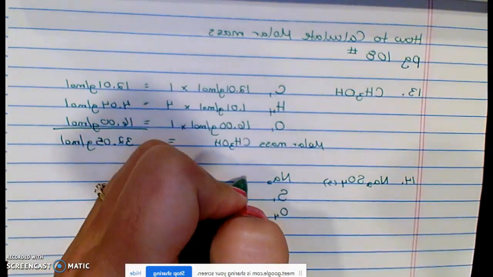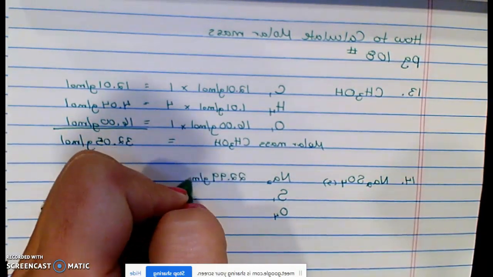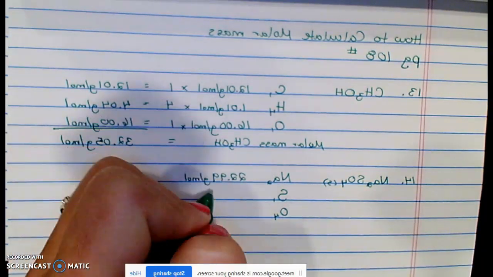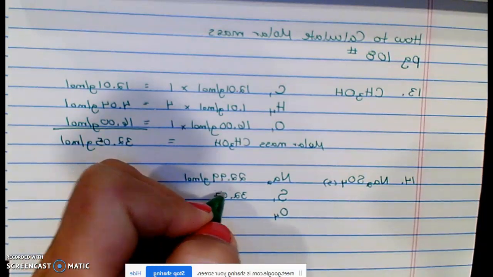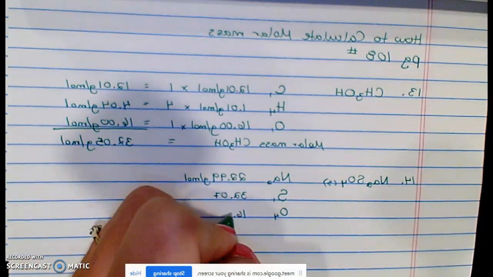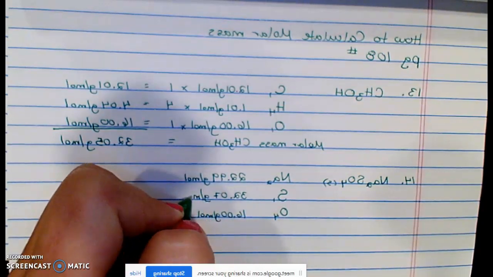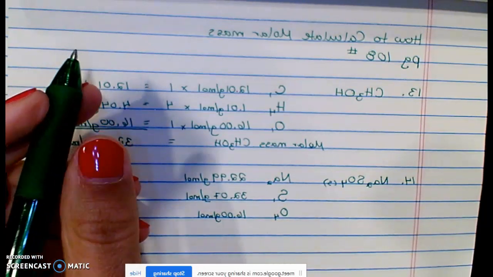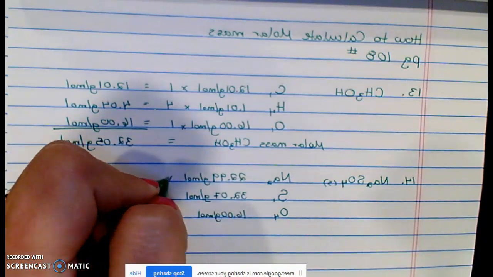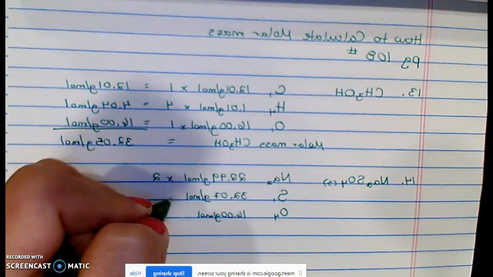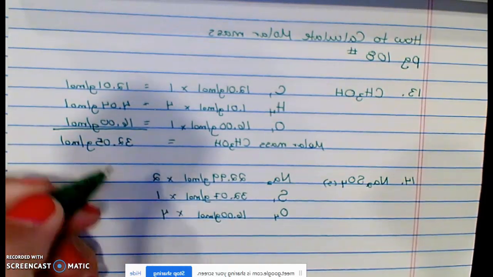And we're not rounding it. Okay, that's what usually people do, is they round it, and you're not supposed to. Okay, so there's 2 atoms of sodium. There's 1 atom of sulfur, and there's 4 atoms of oxygen.